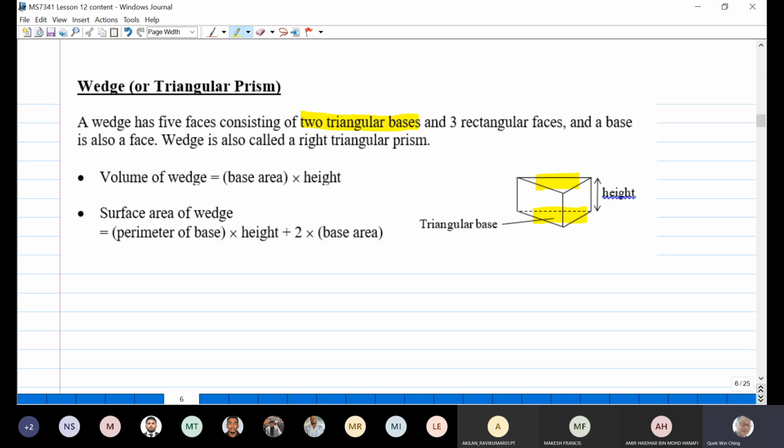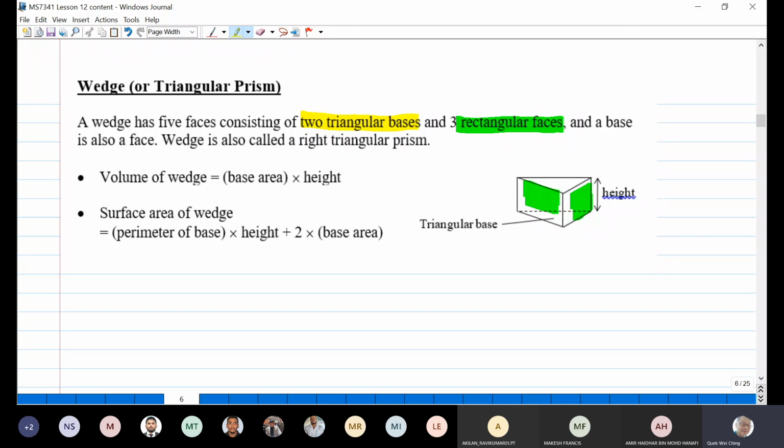One on top, one on the bottom, and then three rectangular sides. You can see that there are three sides here. If I erase this color, the three sides are this one, and then another one at the back, rectangles, right? So three here. How to find the volume of these wedges? This shape is a wedge, also called a triangular prism.